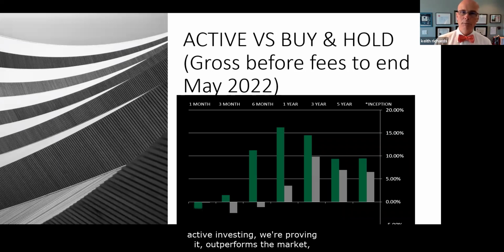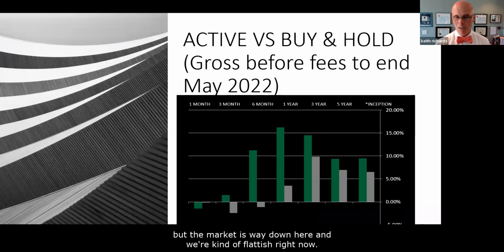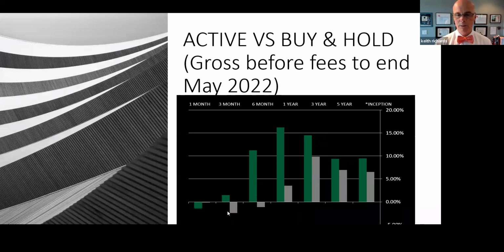So active investing, we're proving it, outperforms the market. And you can see the green lines. This is only to the end of May. Craig was just in my office telling me we're pretty close to break even on the year. We don't have this monstrous outperformance anymore, but the market's way down here and we're kind of flattish right now. He was just saying that as of today, which is the 17th of June, we'll see how the month finishes. But whatever the case, we're preserving capital when the market's down in a huge way, and we've been outperforming when markets were doing very poorly. The market is the gray line here.